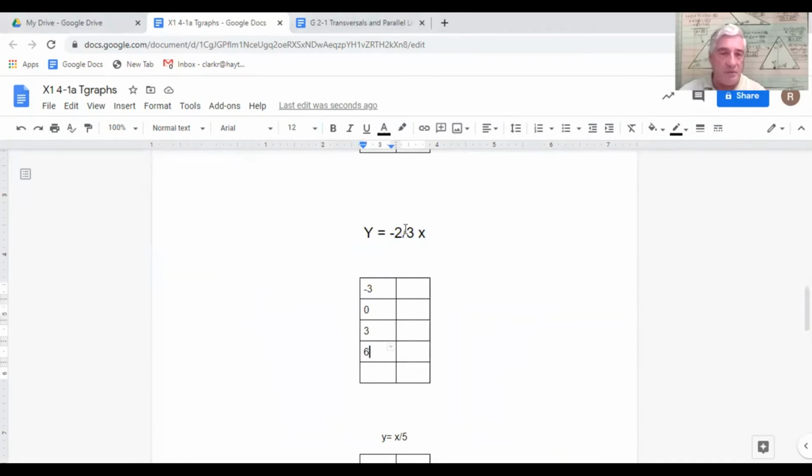Because I really don't want to plot 1 and 2/3 on my graph. I want whole numbers on my graph as much as possible. Probably not true when you get to Algebra 2, but now we want whole numbers. All right, minus 3 divided by 3 is minus 1 times minus 2 is 2. 0 times any fraction is 0. 3 divided by 3 is 1 times minus 2 is negative 2. 6 divided by 3 is 2 times minus 2 is negative 4.